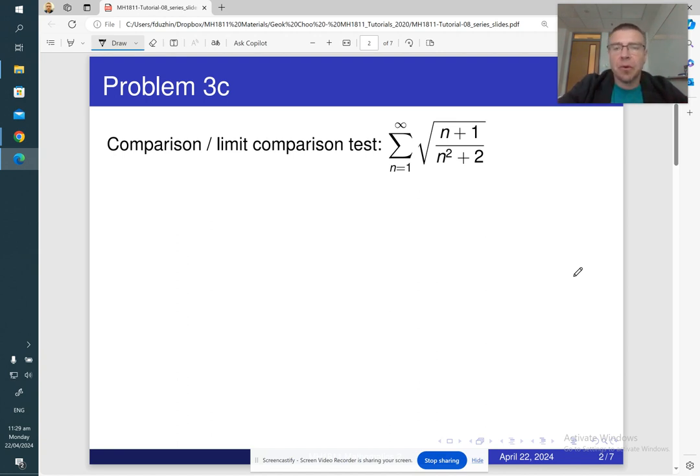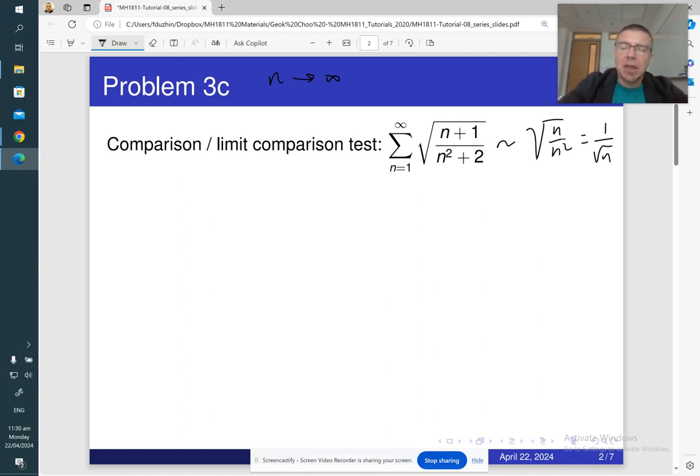We can think of, okay, so in the numerator n plus 1, n is a large number since n approaches infinity, and 1 is negligible next to n, and in the denominator plus 2 is negligible next to n squared, right? So the whole thing is approximately equal to square root of n divided by n squared, which is 1 over square root n.